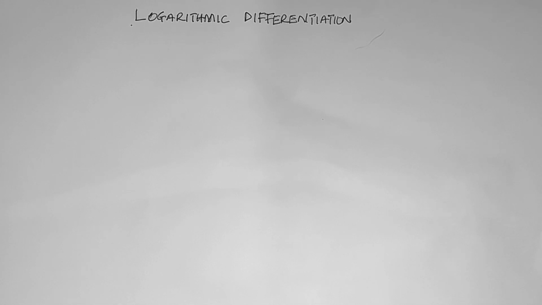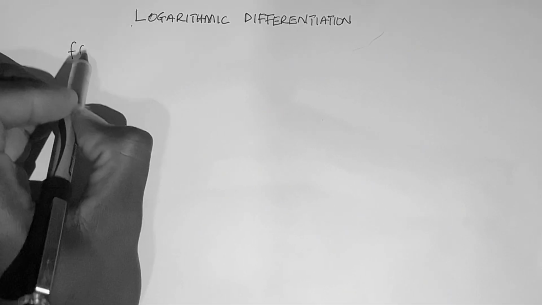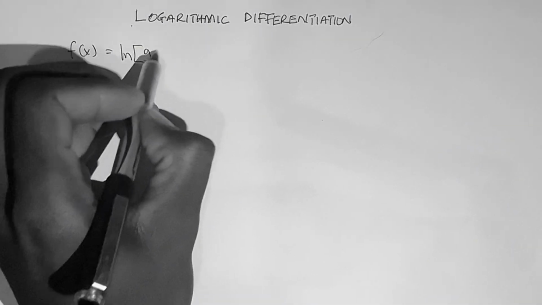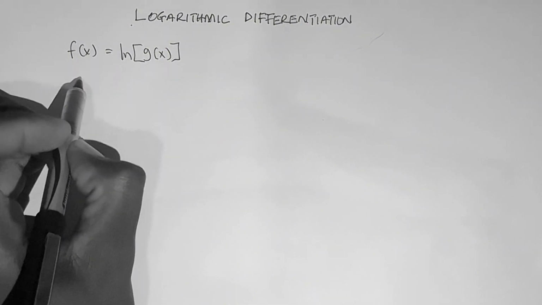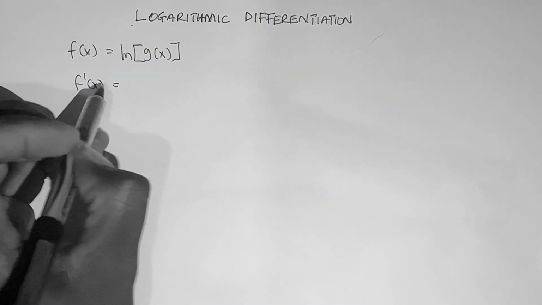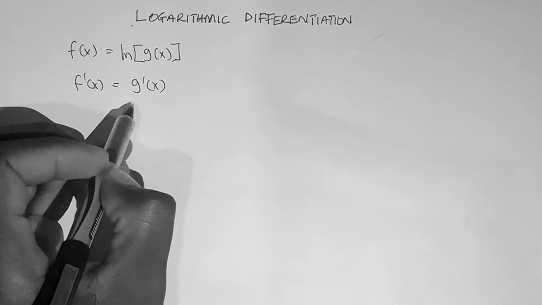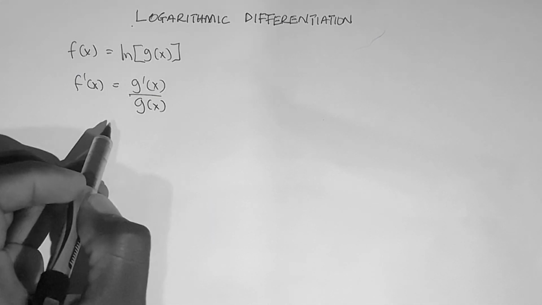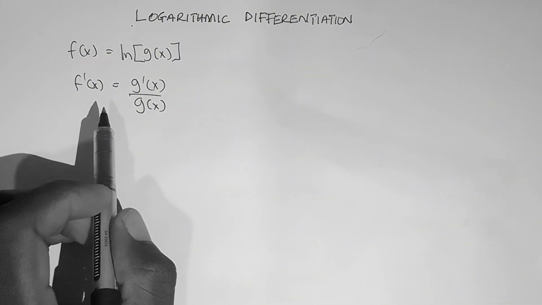In this video, we are going to talk about logarithmic differentiation. Now, let's assume that we have a function f of x which is equal to ln of g of x. How do we find f prime of x? The rule says that f prime of x is equal to, you differentiate g of x, so that becomes g prime of x, then divided by g of x. So this is the general rule for logarithmic differentiation.